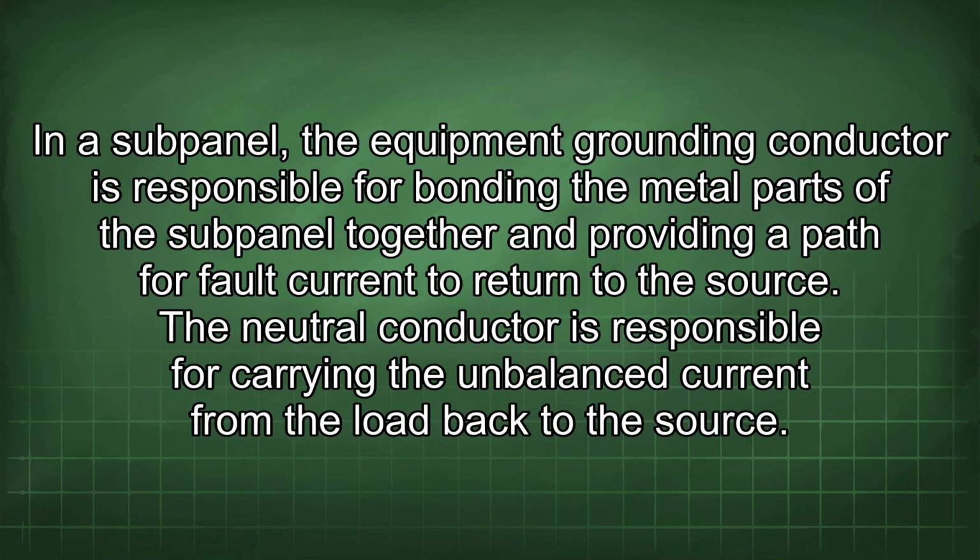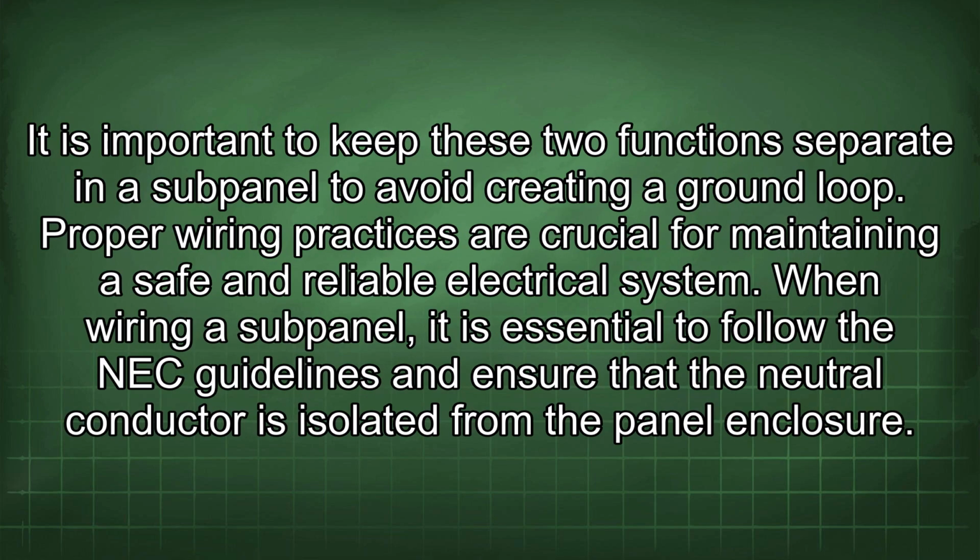In a subpanel, the equipment grounding conductor is responsible for bonding the metal parts of the subpanel together and providing a path for fault current to return to the source. The neutral conductor is responsible for carrying the unbalanced current from the load back to the source. It is important to keep these two functions separate in a subpanel to avoid creating a ground loop.